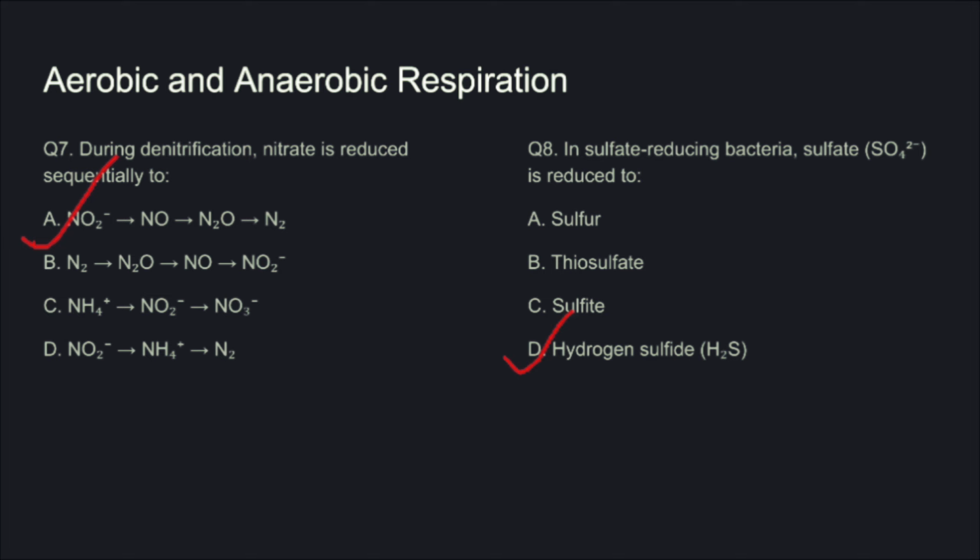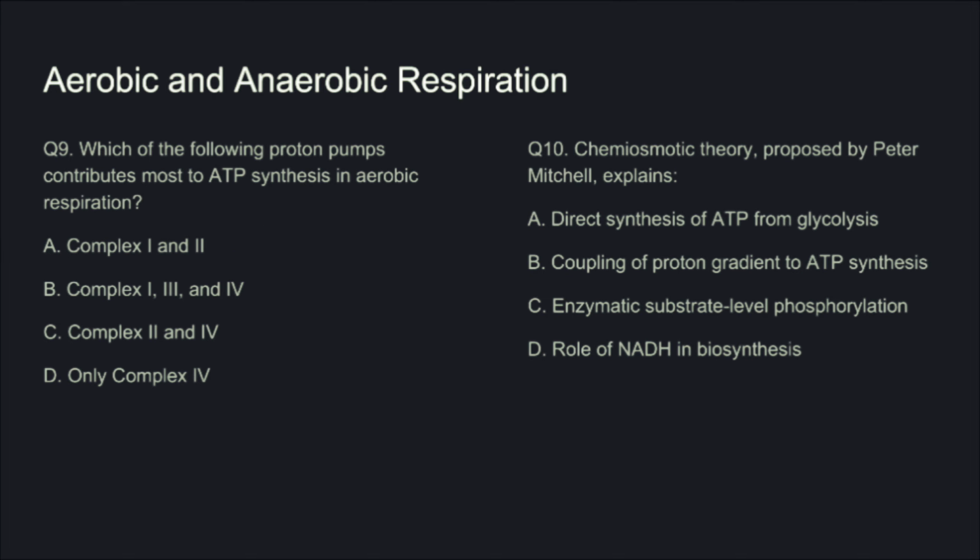Question number 9. Which of the following complexes contributes most to ATP synthesis in aerobic respiration? Options are A complex 1 and 2, B complex 1, 3, 4, C complex 2 and 4, D complex 4. So the correct answer for this question is option B, complex 1, 3 and 4.